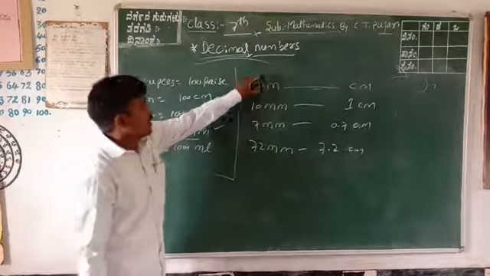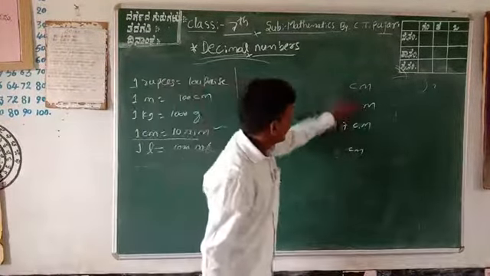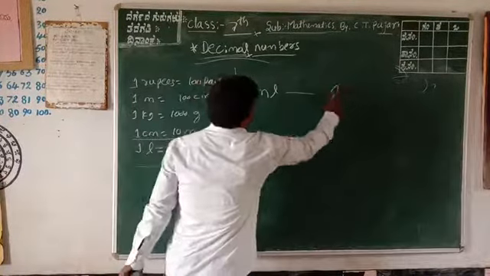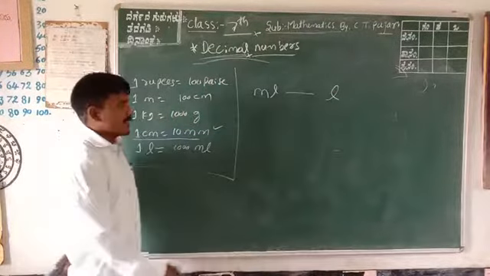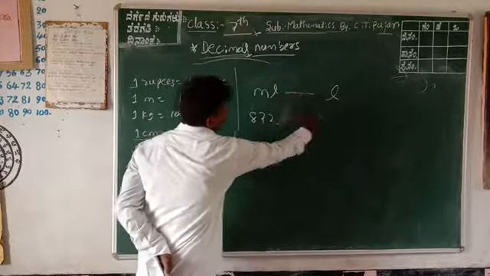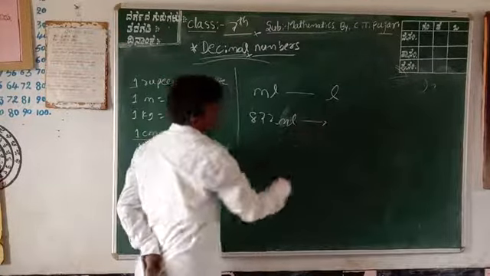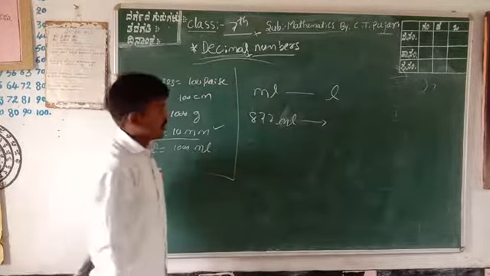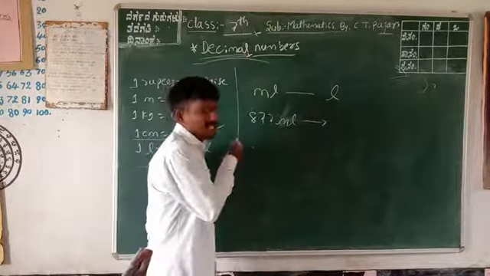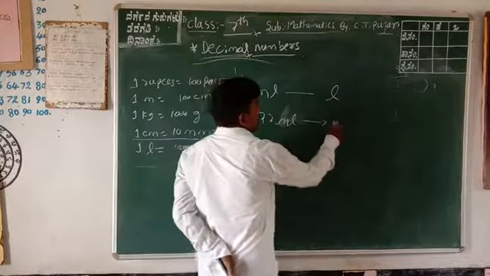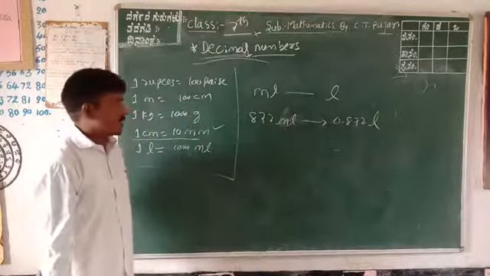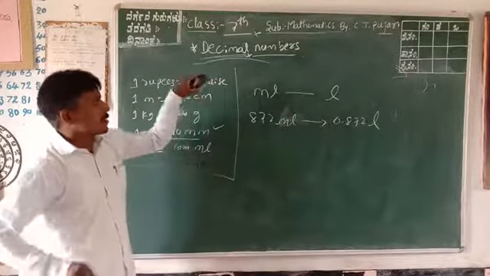Last one, liter and milliliter. Milliliter to liter. 872 ml is equal to how many liters? 1000 ml is equal to 1 liter, but this is less than 1000. Therefore 0.872 liter. This also uses decimal numbers. Got it? You can use decimal numbers like this.